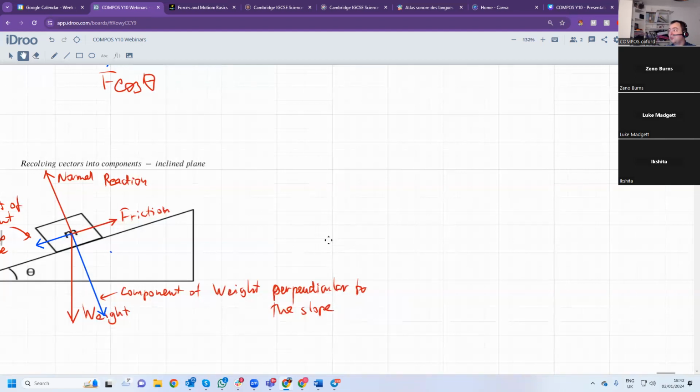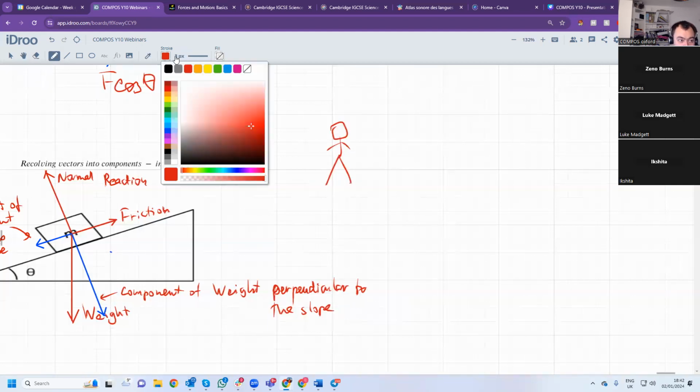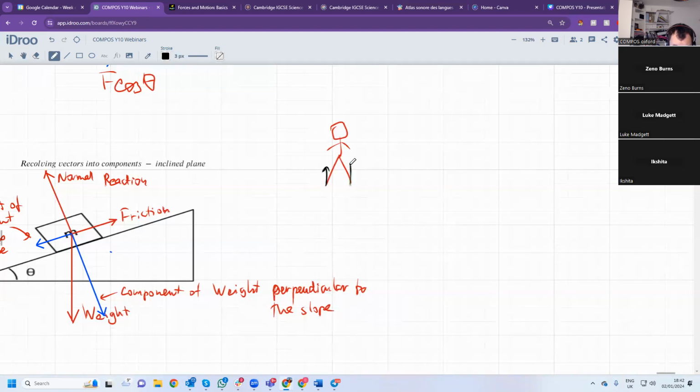When you're standing on the floor, you have a normal reaction force, because your feet are pushing against the floor and the floor is pushing back. This is the normal reaction force. Does that make sense? Okay, good.